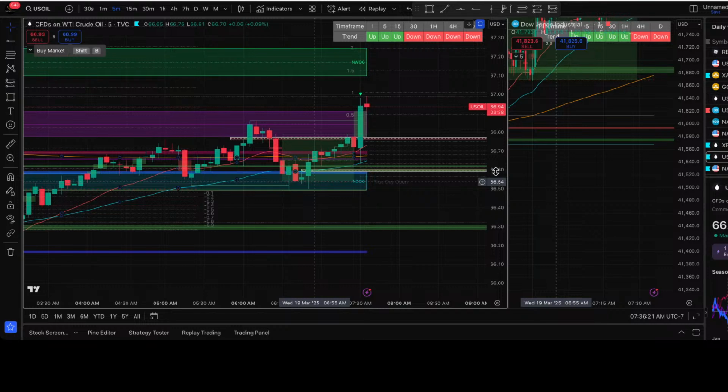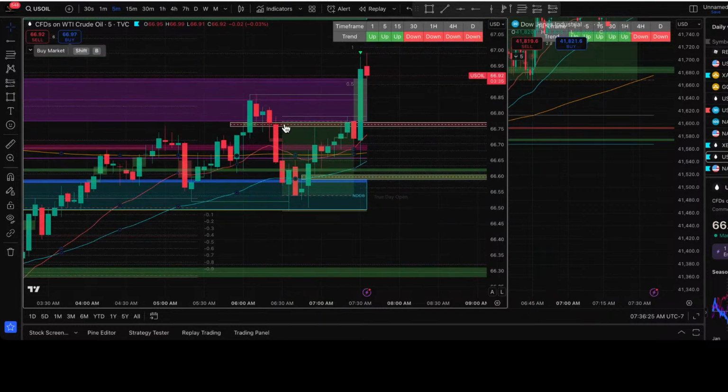Here's the dealing range. There's the top of it, that gray line. There's the bottom of it. So there's an 85% chance that we'll retrace back into it. There's an 80% chance that we will not break the bottom of it. So between here and here is where we look for our entry.